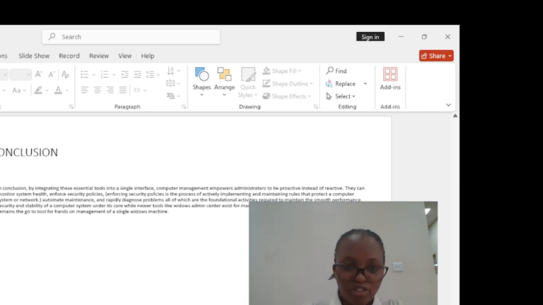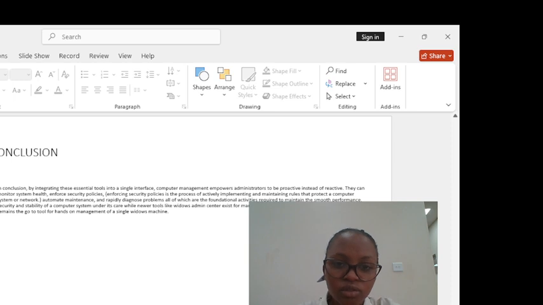My name is Ainomcha Flavia. I'm going to talk about the conclusion of all these things for computer management. In conclusion, by integrating these essential tools into a single interface, computer management empowers administrators to be proactive instead of reactive. They can monitor system health and enforce security policies.